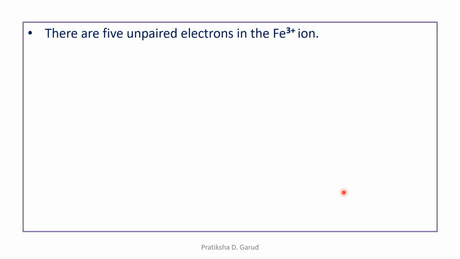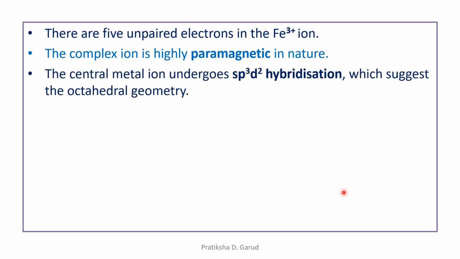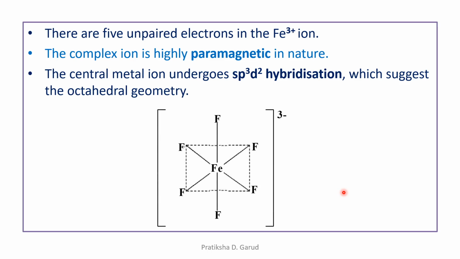There are 5 unpaired electrons in the Fe3+ ion. The complex ion is highly paramagnetic in nature. Then the central metal ion undergoes sp3d2 type of hybridization, which suggests the octahedral geometry. This is the octahedral geometry for the [FeF6]3- ion. At the center we are having the metal ion, that is Fe, which is surrounded by the 6 ligands octahedrally.